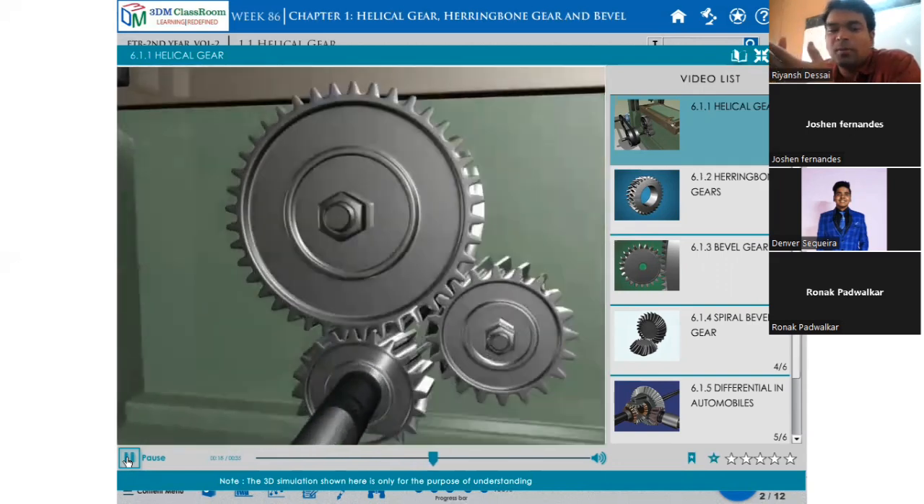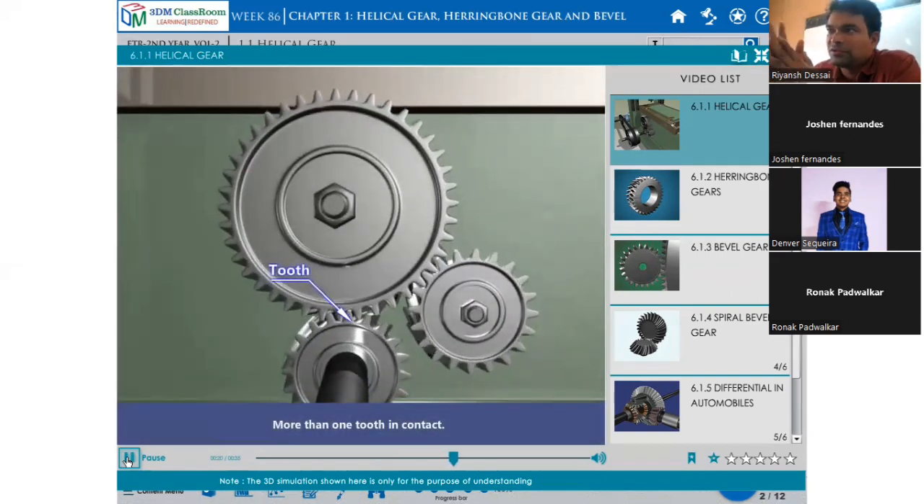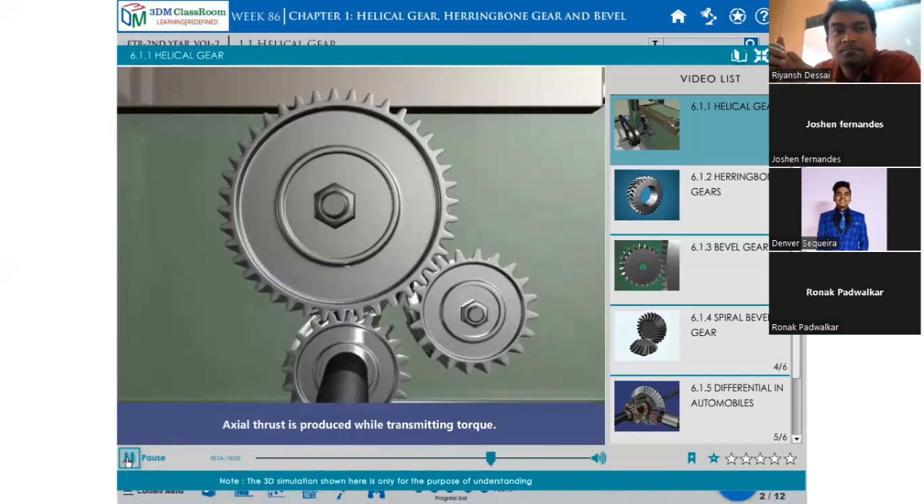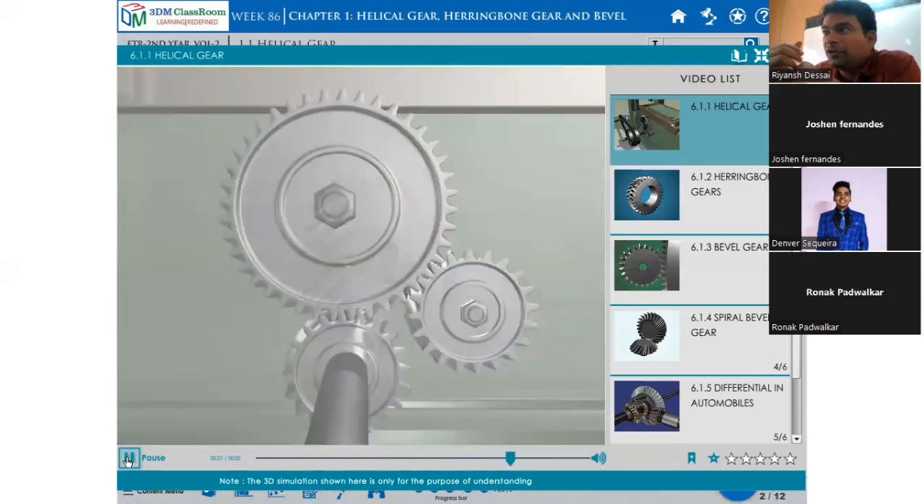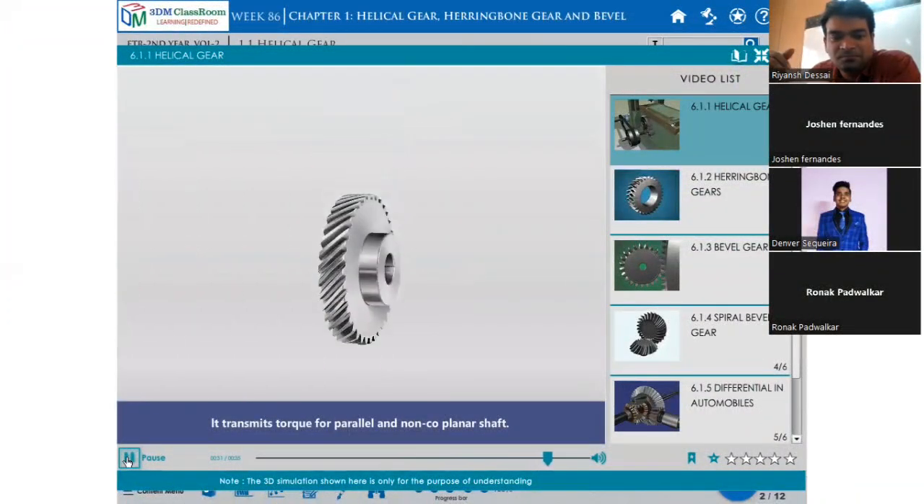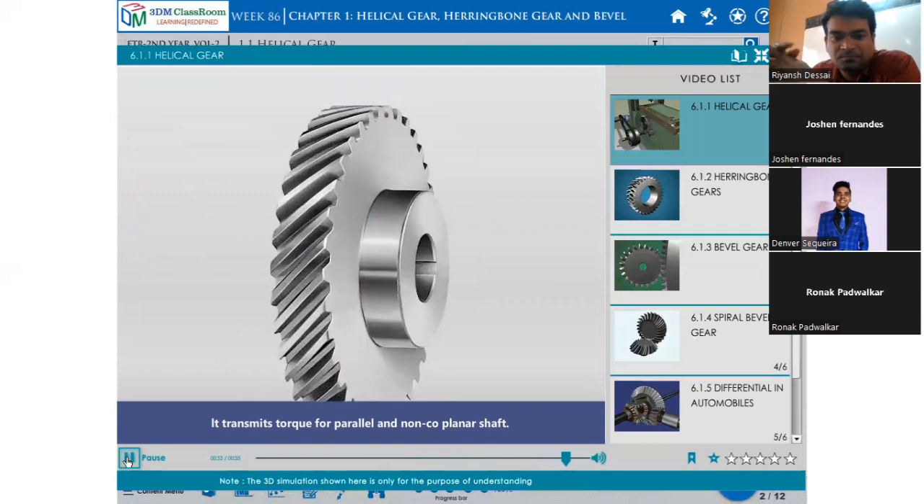Most of the automobile industry nowadays is using this helical gear. They are used a lot. Noise is produced while transmitting torque. It transmits torque for parallel and non-coplanar shafts.